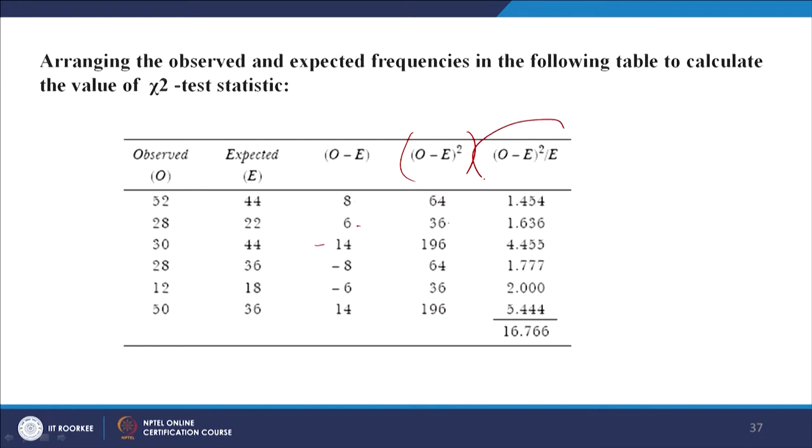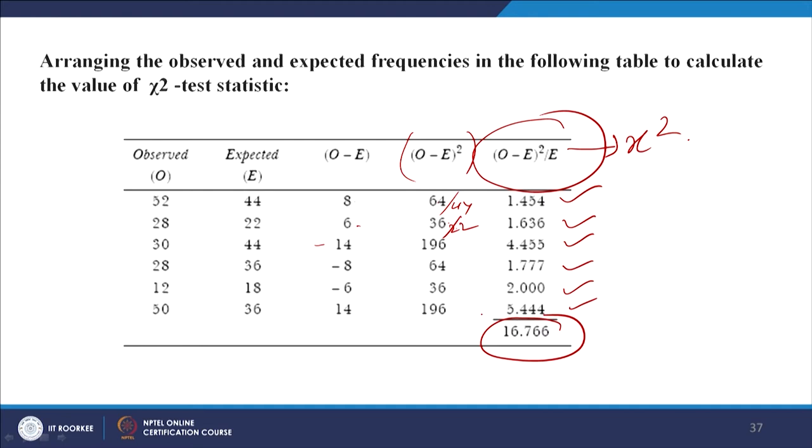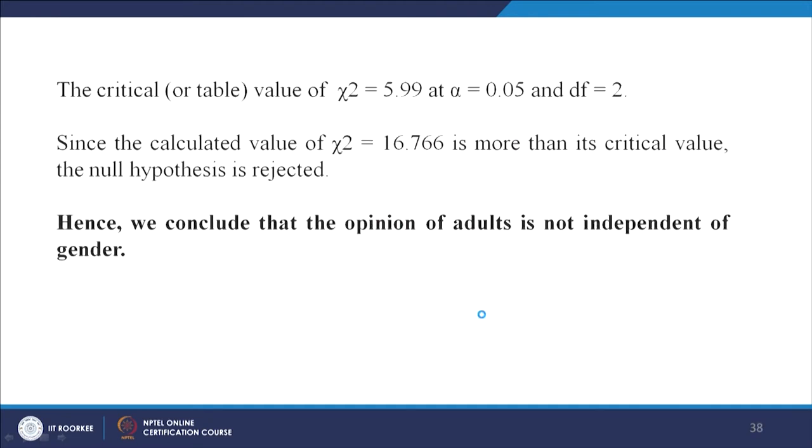Now, the final result, this is what is of interest to us, is the chi square. So, chi square is equal to observed minus expected, squared, divided by the expected. So, that is 64 divided by 44 in this case, right, and 36 divided by 22 in this case. So, when you do this, you get these values, correct? So each one of them. So the total chi square value is 16.766, okay?